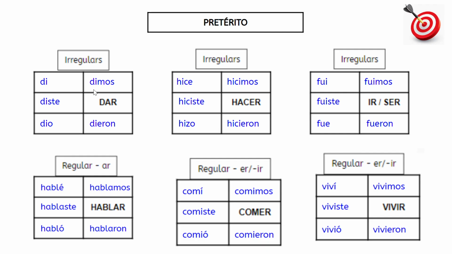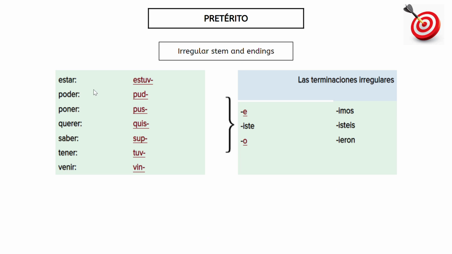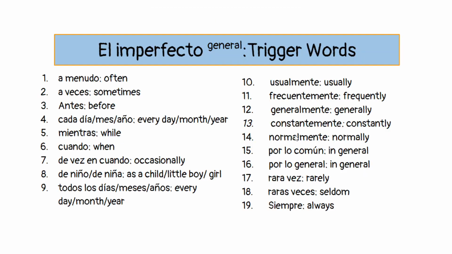Remember, ir to go, ser to be, both are conjugated the same. Just a review right there. And now we have our irregular stems. The irregular stems also have an irregular ending. Okay, these are the group of the stems. The stem changes and the ending's going to change too. First person and third person are the ones that are going to go weird.